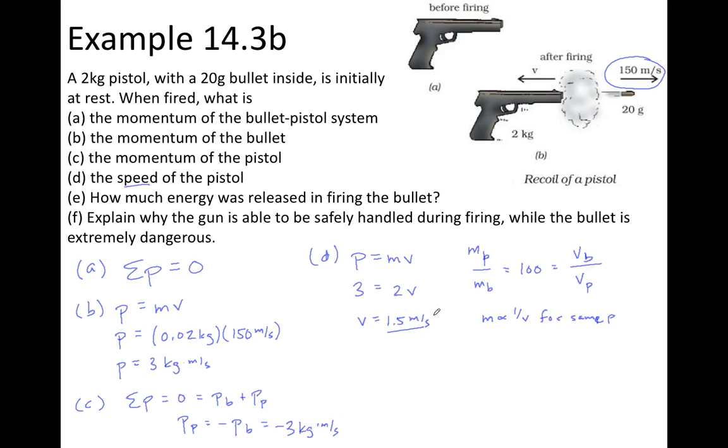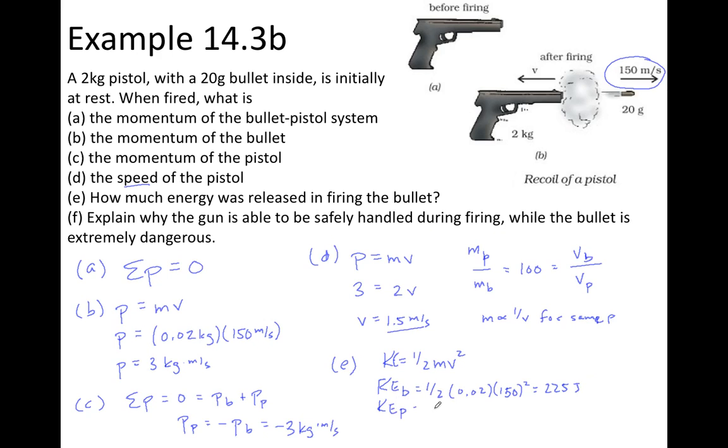All right, now what about the energies? We talked about momentum. What about the energy? So we can calculate the energy of both of these objects by taking 1/2 mv squared. So the kinetic energy of the bullet, when we multiply this out, is 225, and that's in joules.